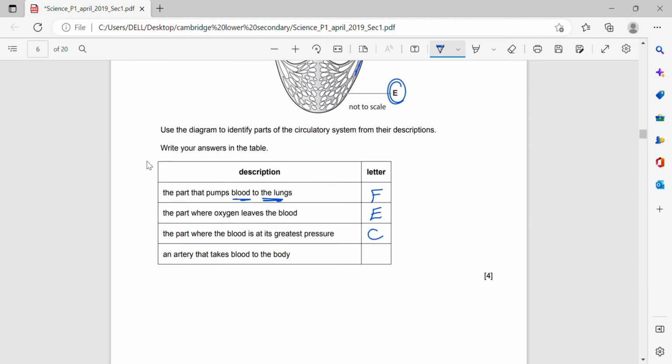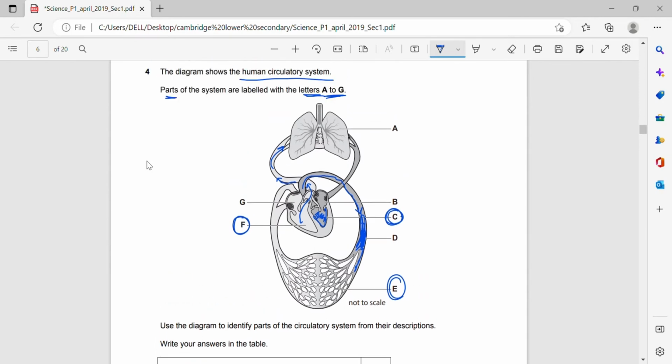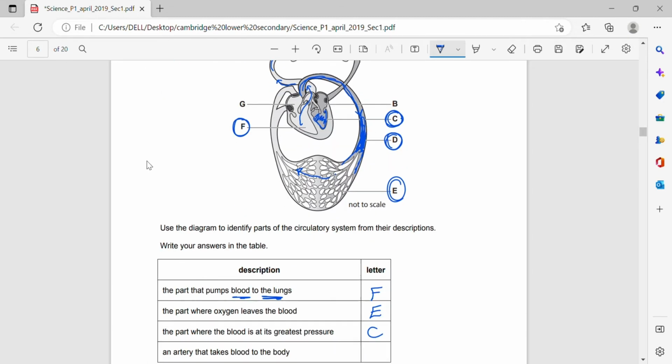An artery that takes blood to the body. فين هنا ال artery that takes the blood to the body. يبقى هنا عندي ال oxygenated blood طالع to the rest of the body. فين هنا ال artery اللي طالع هنا؟ هو ده ال artery اللي طالع. يبقى number D.